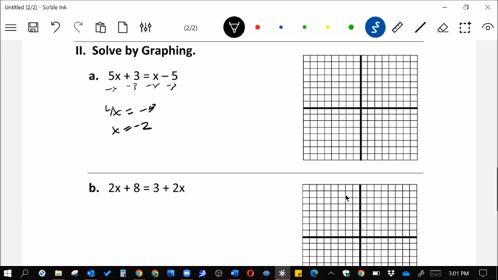So if you put that negative 2 back into one of these places, well, let's see what happens. If I put negative 2 in there, I get negative 10 plus 13, or plus 3, is 13.